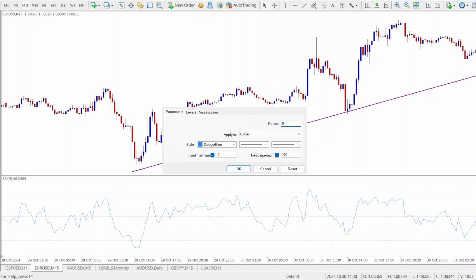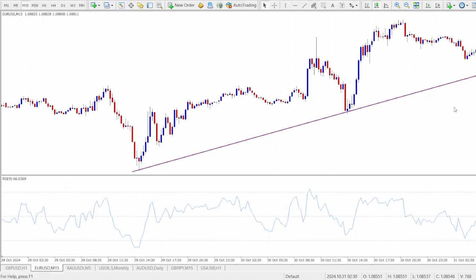All right, that is a wrap up on the best RSI settings for day trading. These simple tricks can make a big difference in your results, helping you time entries and exits with more accuracy.